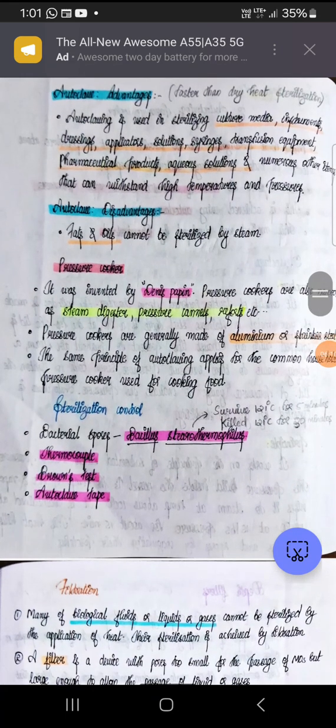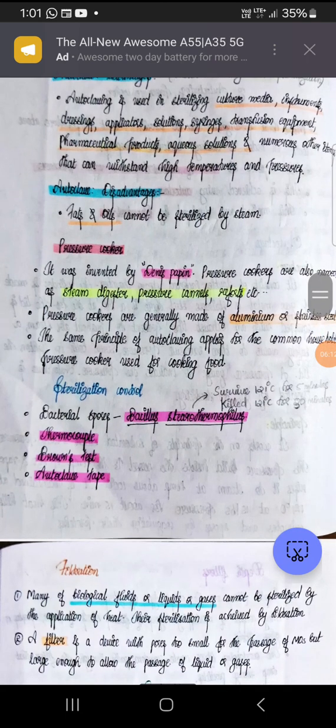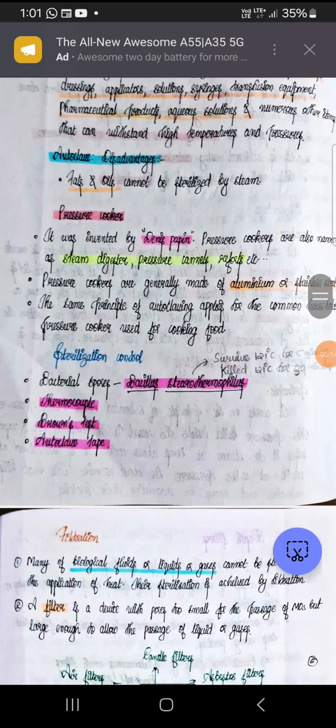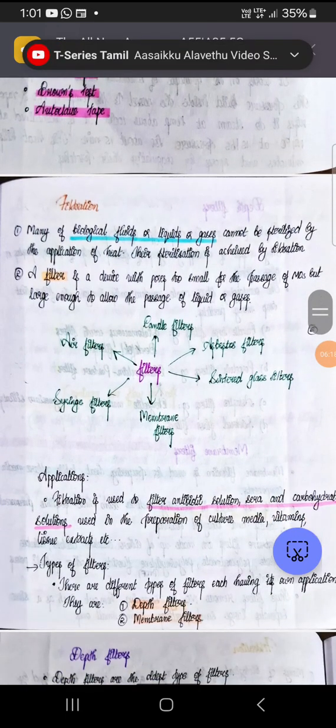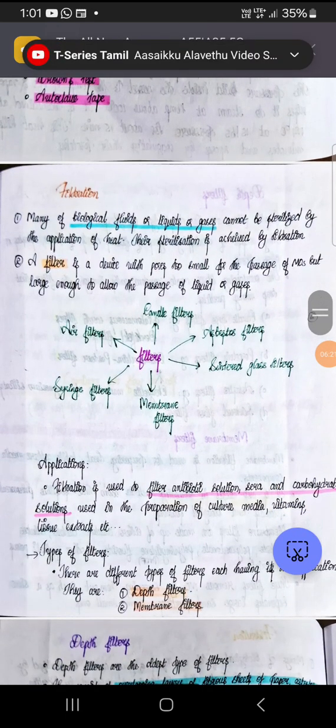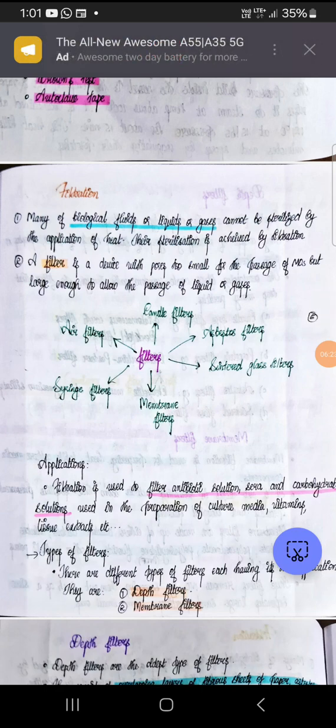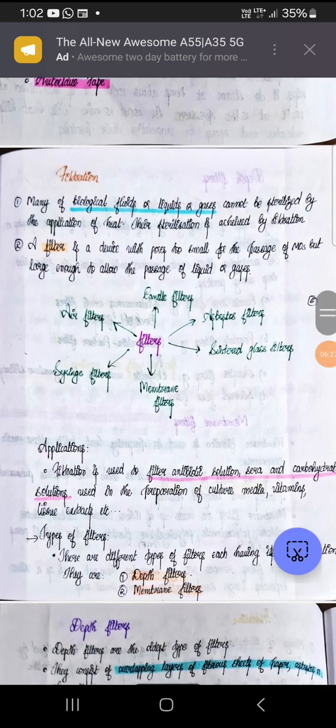The pressure cooker was invented by Denis Papin. It is used for small scale sterilization. The sterilization control is Bacillus stearothermophilus. Filtration: different types of filters are used: air filters, syringe filters, membrane filters, sintered glass filters, asbestos filters, and candle filters.